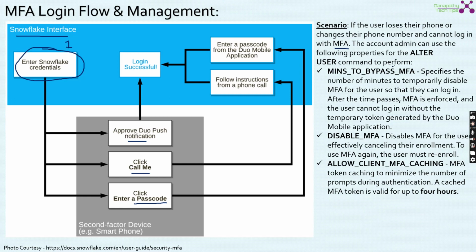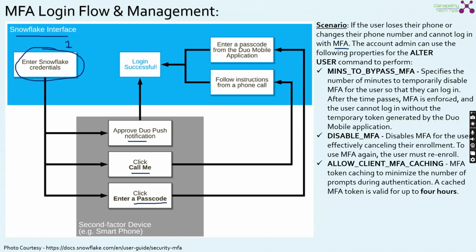By doing this, an account admin can go and run the alter user command and set minutes to bypass MFA as some seconds value or some minutes value. Say I can set minutes to bypass MFA as 10 minutes. By doing so, for 10 minutes for that specific user, the MFA will be disabled. Specify the number of minutes to temporarily disable MFA for the user so that they can log in without the MFA.